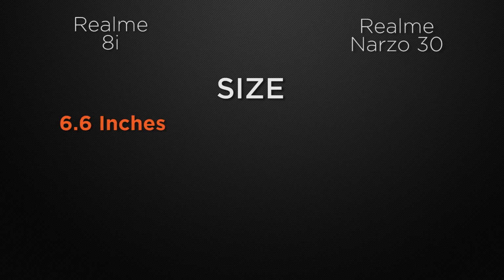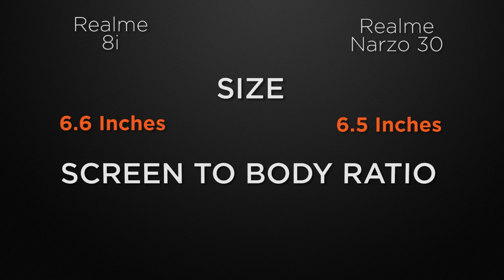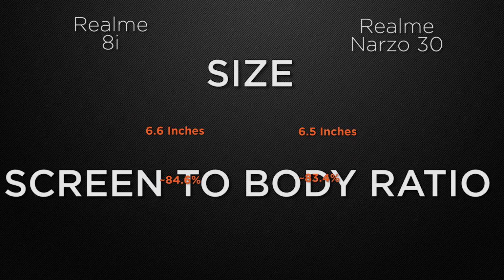Moving to the display features of the devices, let's start with the display size of the devices. 8i have 6.6 inches of display whereas Narzo 30 also have 6.5 inches of display. So it's a tie because both of the devices have approximately the same screen size. And about the screen to body ratio of the devices, 8i have approximately 84.6% whereas Narzo 30 have 83.4%. So it's a tie because both of the devices have approximately the same ratio.